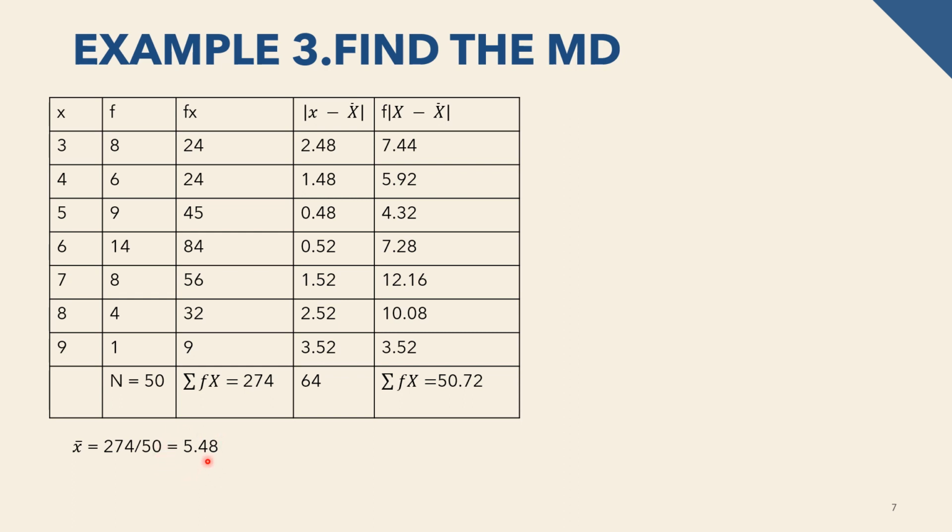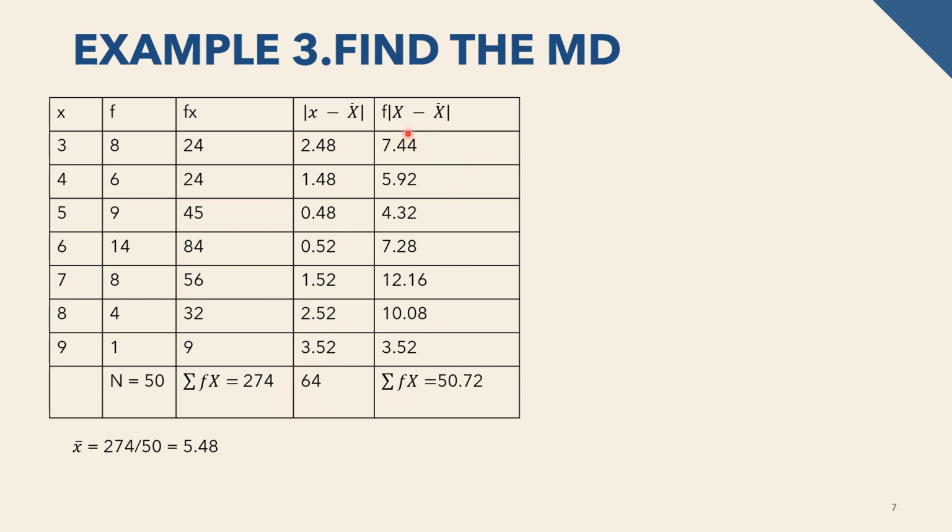So we get the mean, that is about 5.48. So 5.48 minus 3, since this is an absolute value, there is no need to write negative or positive, because all the answers here will be positive. So 5.48 minus 4 is 1.48. 5.48 minus 5 is 0.48. 6 minus 5.48 is 0.52. Of course, all of these are now our answers. The total is 64.